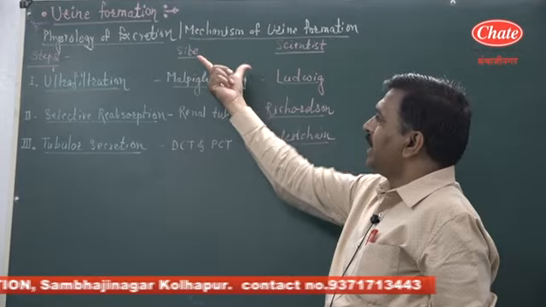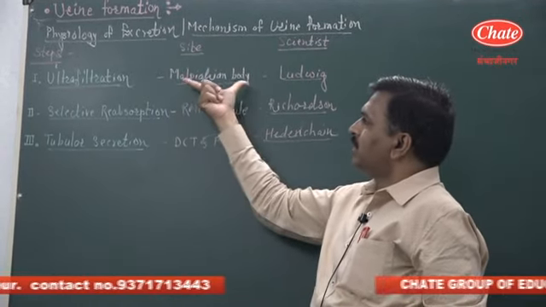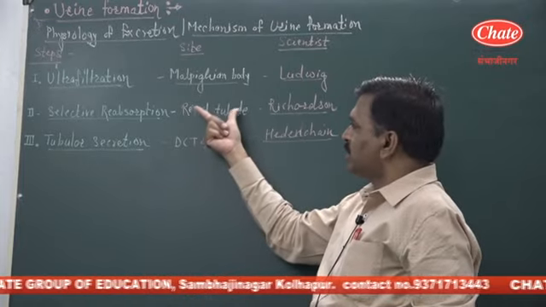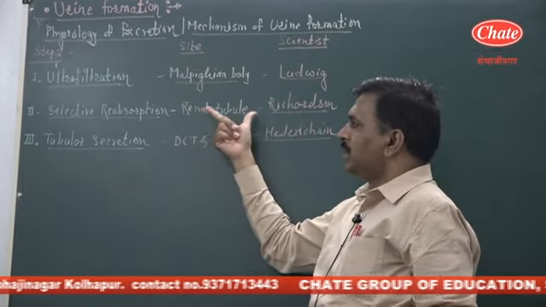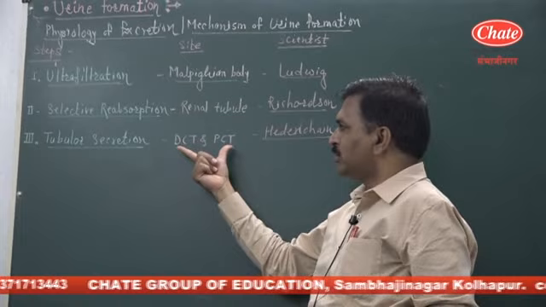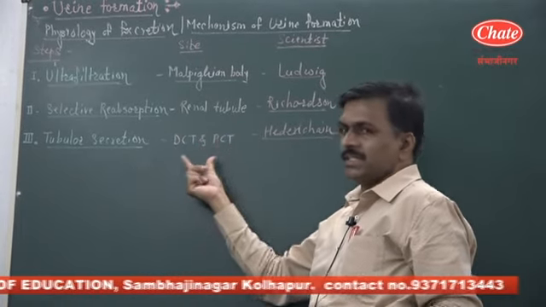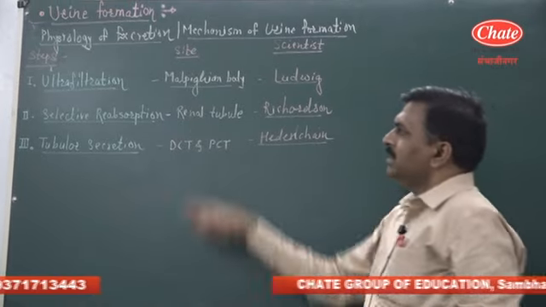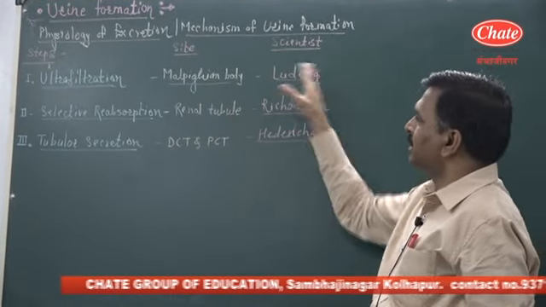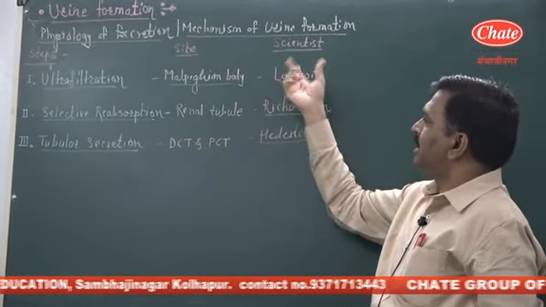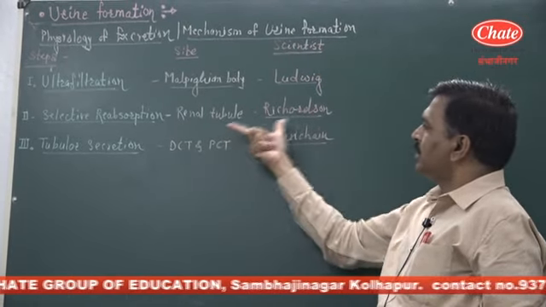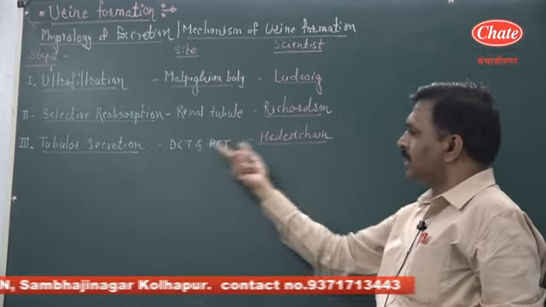Now where do they occur? Ultrafiltration occurs in the Malpighian body of the nephron, selective reabsorption occurs in all parts of the renal tubule, while tubular secretion occurs mainly in the DCT, but some part also occurs in the PCT. These three steps were explained by three different scientists. Ultrafiltration was mainly explained by Ludwig, selective reabsorption by Richardson, and tubular secretion by Heidenhain.